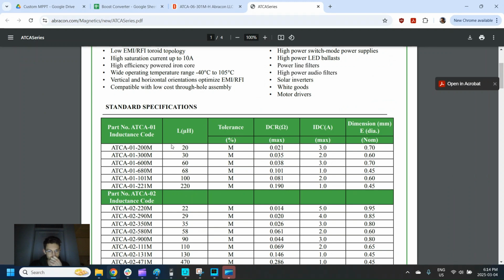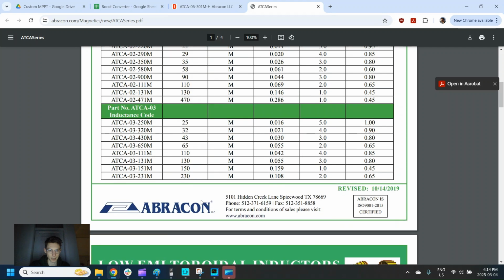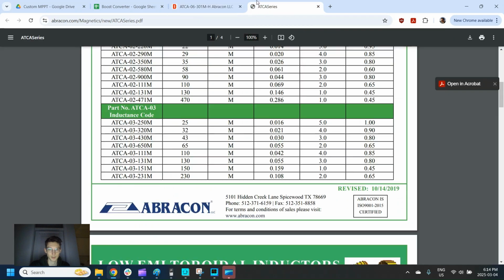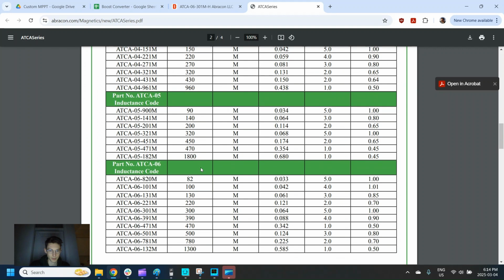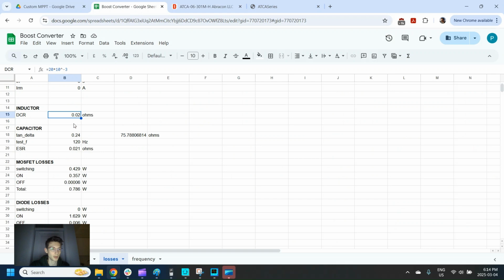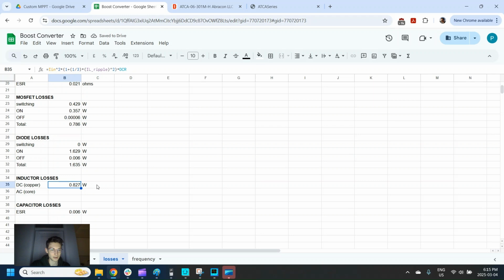DCR, here we go. So we're looking at different inductances here. Microhenries, we were at, I think, 300? 300, yes. So let's look for that one. Here it is, 364. So that's about what it said here, 64 milliohms. We can throw that in here. So 64 milliohms. And we see that our inductor losses are around 0.8 watts.